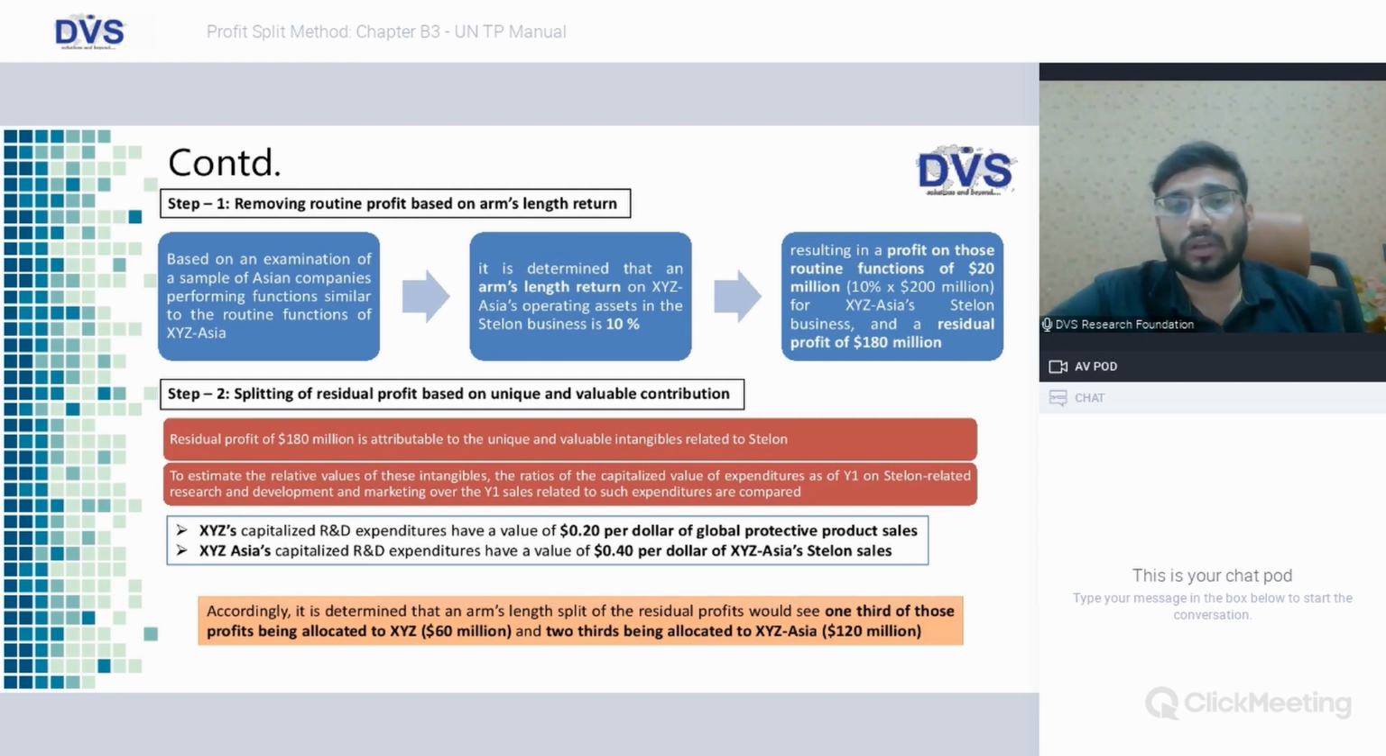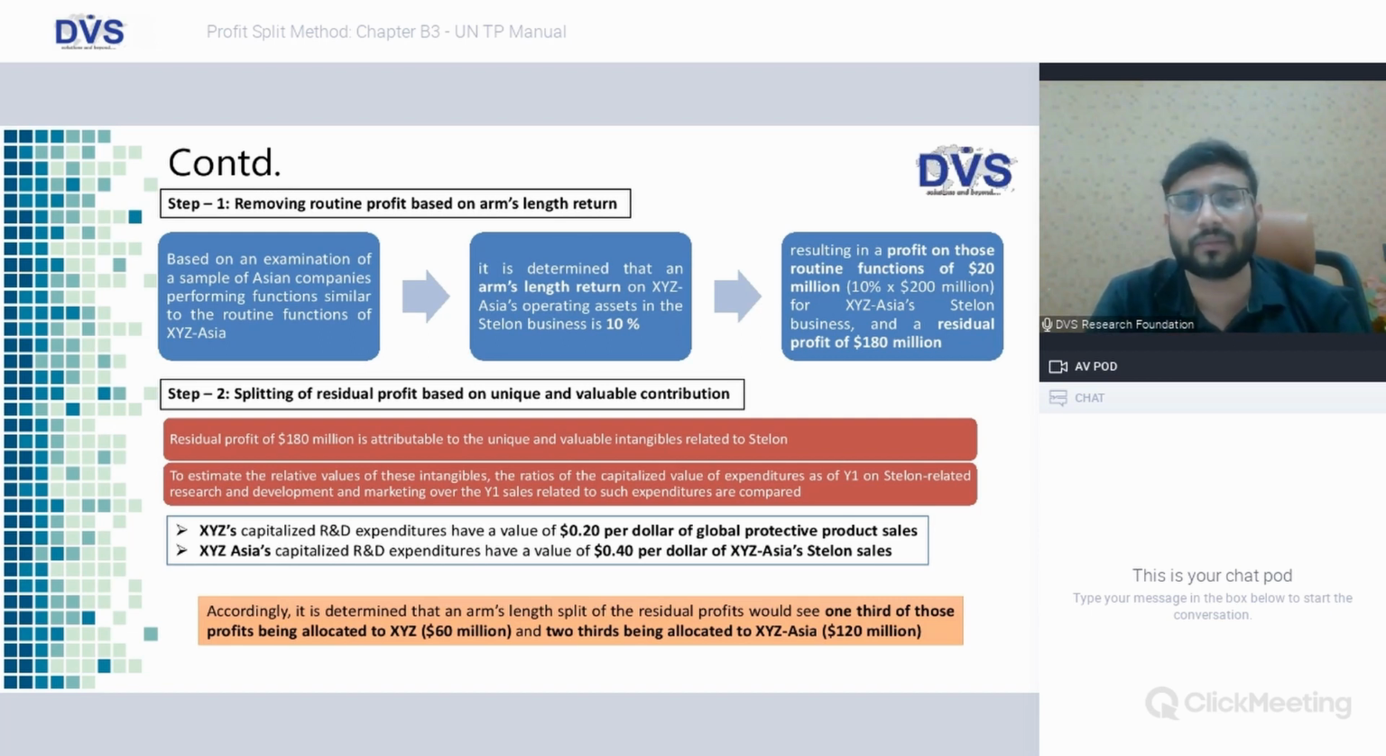So 10% on operating assets in Stellon business is the routine profit, which is on an arm's length basis for XYZ Asia. So that being the case, 20 million is the profit, or I would say routine profit, which needs to be removed for us to allocate the residual profit. So out of, we had 500 million USD as sales. Pre-royalty, what is the profit? So 200 million USD. Out of that, 20 million is the routine profit. Now we are left with 180 million dollars of residual profit.